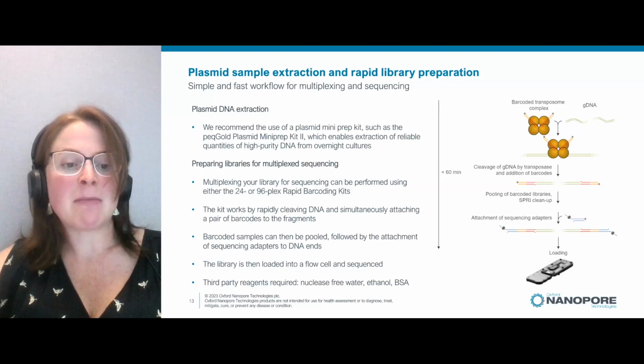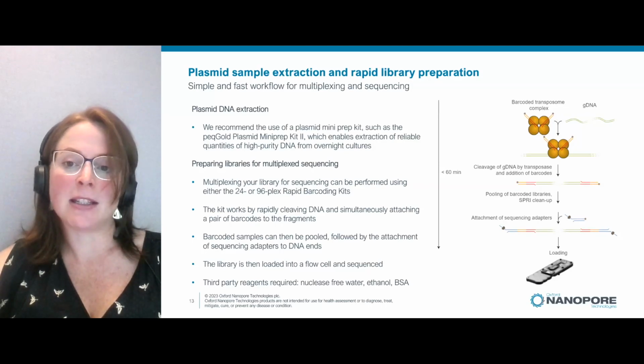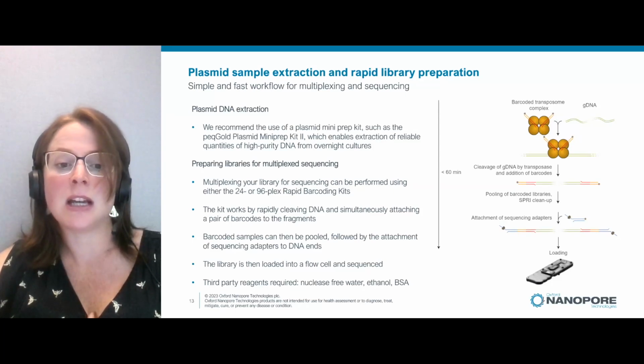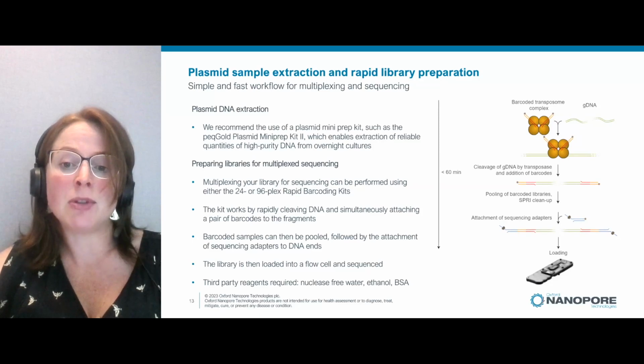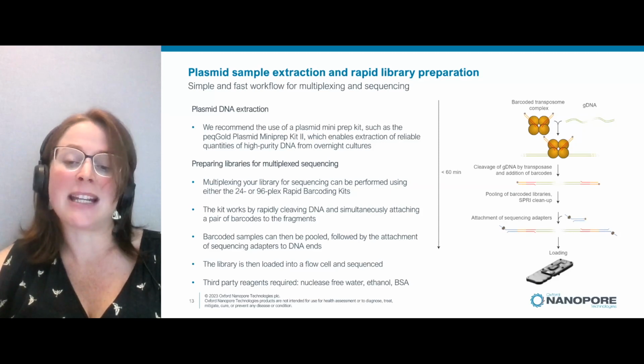And there are very limited third-party reagents required for use of our rapid barcoding kits. So we do also offer a flow cell wash kit, which can be used to maximize higher sample throughput. And it works by using a nuclease treatment to remove DNA from the flow cell and enable the flow cell to be in a state where it can be reused.